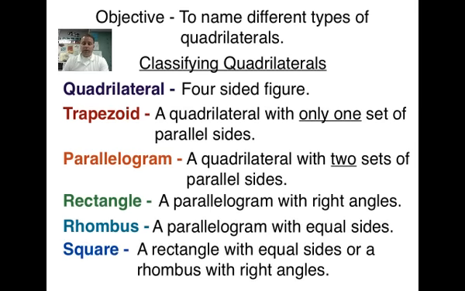A square is a rectangle with equal sides, or a rhombus with right angles, however you want to look at it. So, quadrilateral, four-sided figure. Here's an example. It's not the only one. You can have all the others.